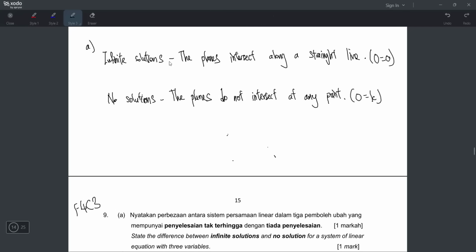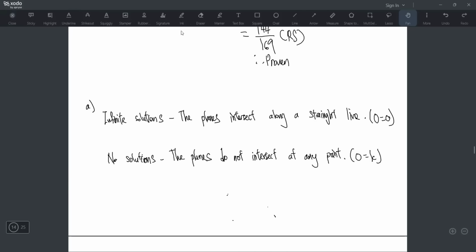So when you do the elimination, you end up with 0 equals 0. That's how you know it's infinite. And for no solution, when 0 equals k. Okay, there's actually 3 types of solution.